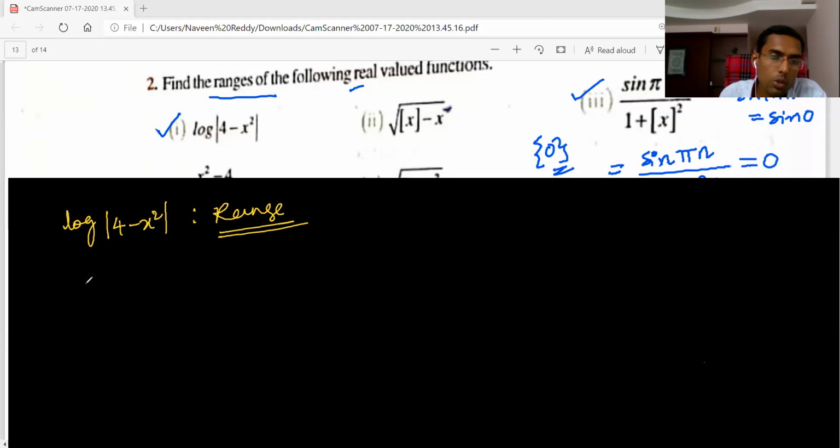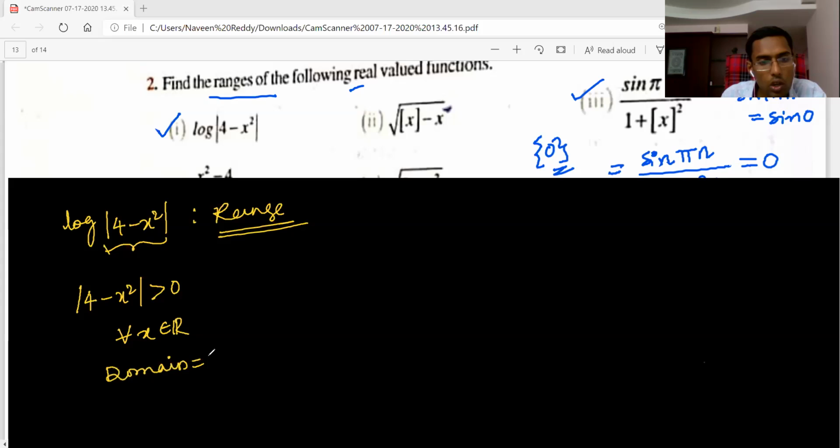For the domain, what should you do? Mod of 4 minus x square: this 4 minus x square has to be greater than 0. But because the mod is there, it is always greater than 0 for all x belongs to R. Therefore, what is the domain? Domain is all real numbers.